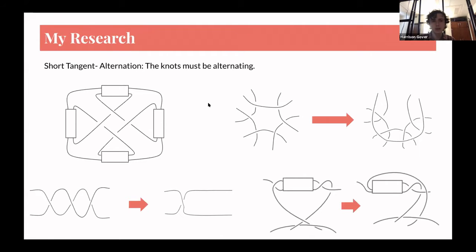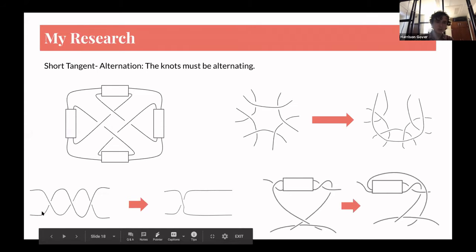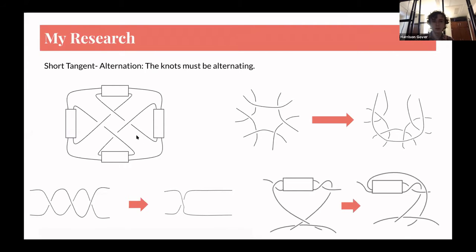So now we're going to go on a short tangent, and that is alternation. So in each crossing, there is an over and there is an under. So one strand goes over and one strand goes under. When I say that a knot is alternating, I mean to say that if you were to walk along the line of the knot, it will go over, then under, then over, then under, and so on and so forth. And we can prove that every knot of each of these forms must be alternating.